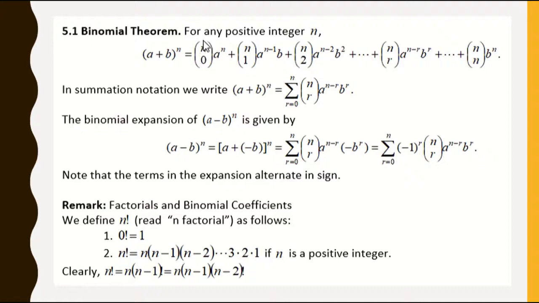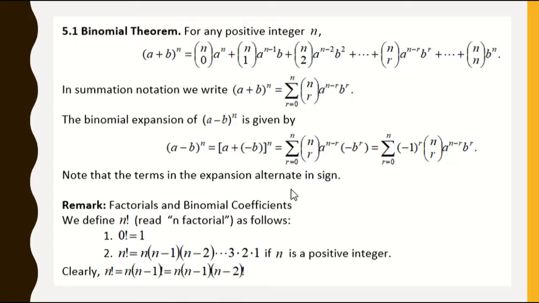So, this is what we call the binomial coefficient. It is read as n taken 0 at a time, n taken 1 at a time. So, let us give examples later. That is our remark.